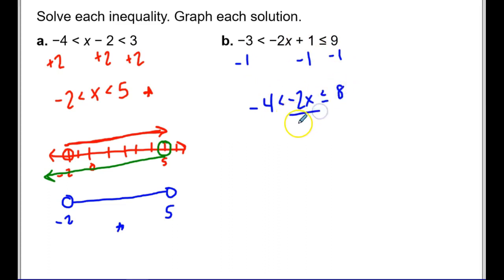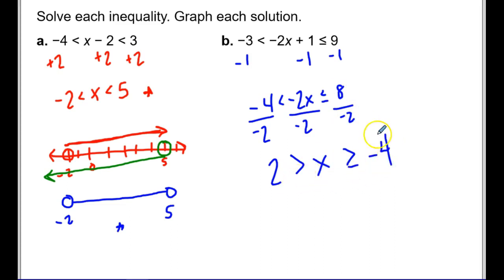So now I have to undo this multiplication by division. But here I'm dividing by a negative number. And remember that when I divide by a negative, I have to switch the direction of the signs. So here, since I have two signs, I have to switch the direction of both of them. So now I can just simplify. So negative 4 divided by negative 2 is 2. Here I'm left with x. 8 divided by negative 2 is a negative 4.